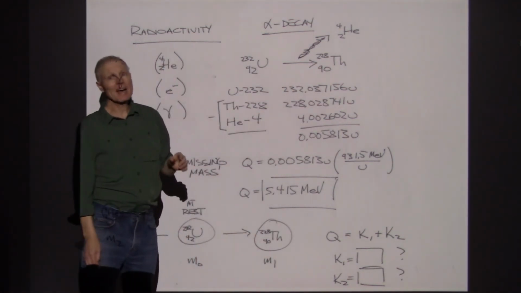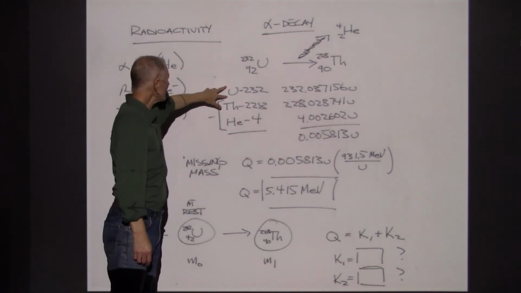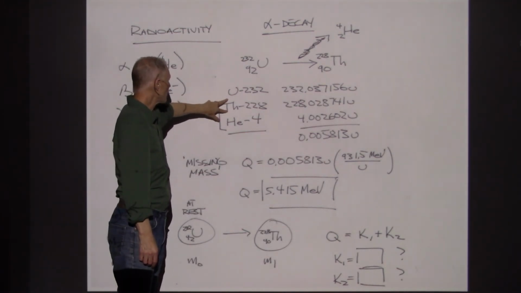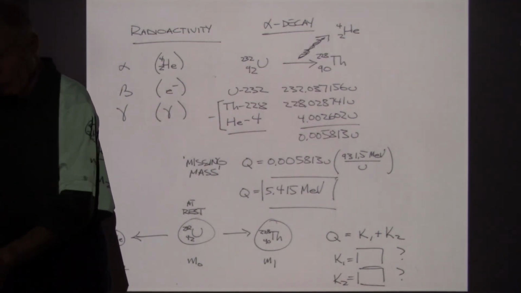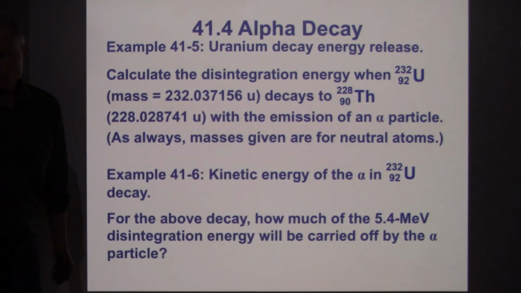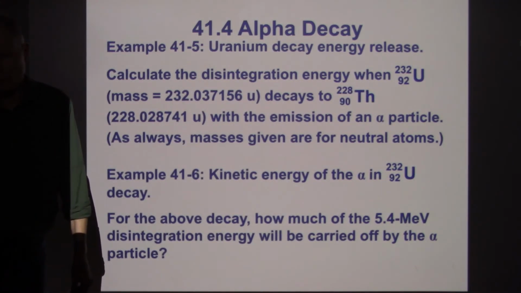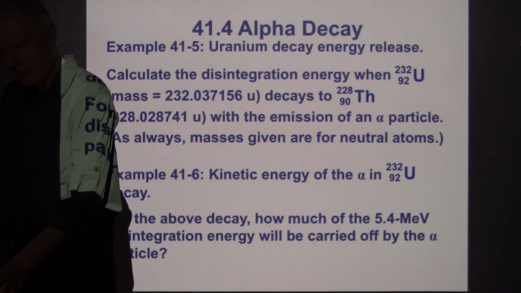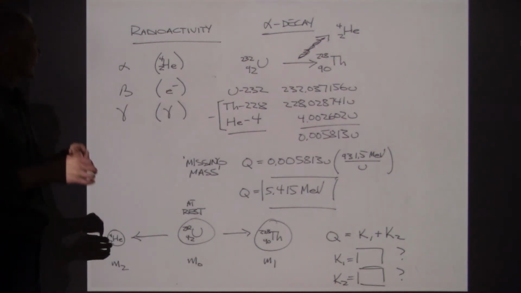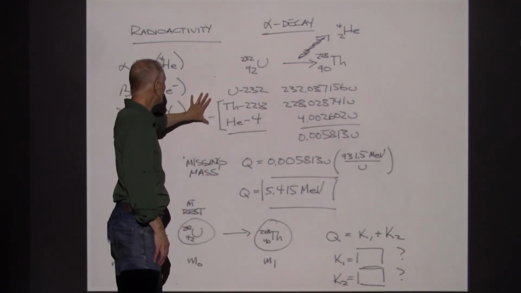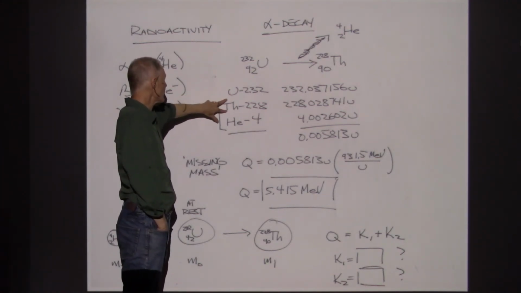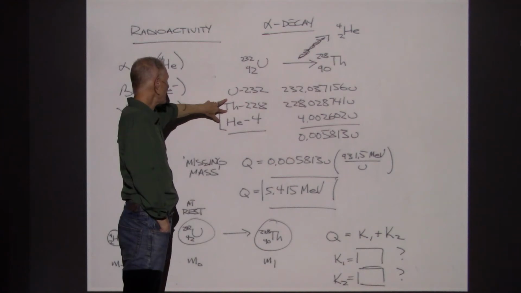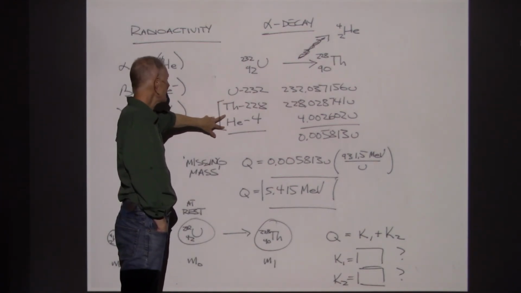So Appendix F, it's your friend. So I looked up the mass of uranium-232, thorium-228, and helium-4. Maybe they gave that to us in the problem. I better go back and look. They did. Okay. They didn't give us helium, but they gave us the others. Okay, let's talk about this calculation right here. This is the mass of a neutral uranium-232 atom. This is the mass of a neutral thorium-228 atom. This is the mass of a neutral helium-4.